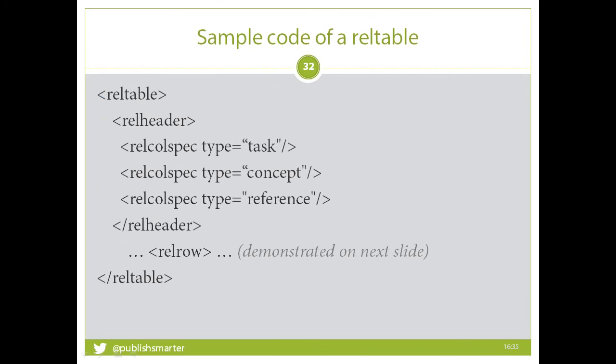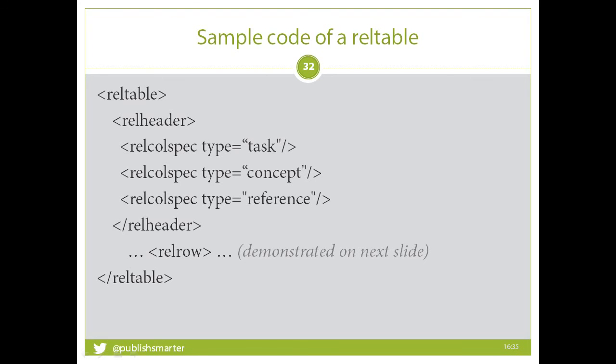Rel tables can be set up in a couple of different ways. Generally, behind the scenes, the code might say there's a rel table, and it has a header that identifies the first, the second and the third column. In this case, the first one is type of task, the second is concept, the third is reference. And then the rel rows are on the next slide, but end up thinking through this as a 3-column table, and in the first one you talk about tasks, the second concept, and the third one reference. And you don't have to put content into every single cell.